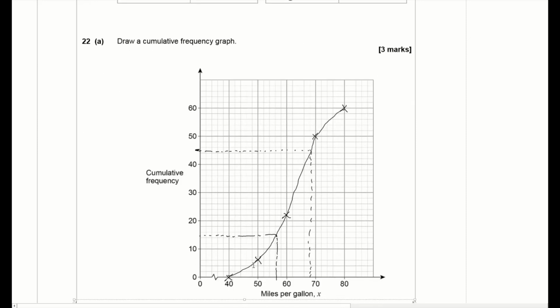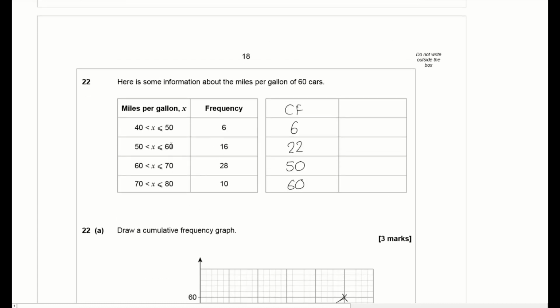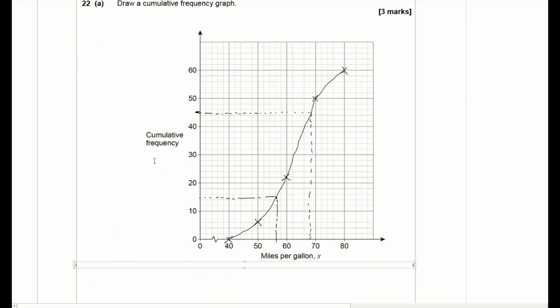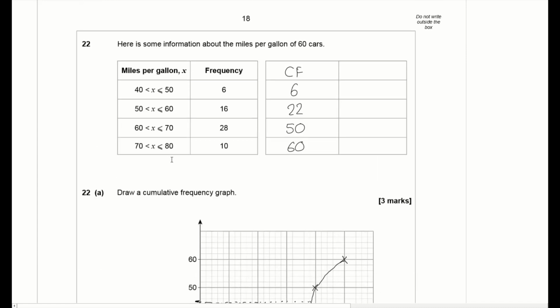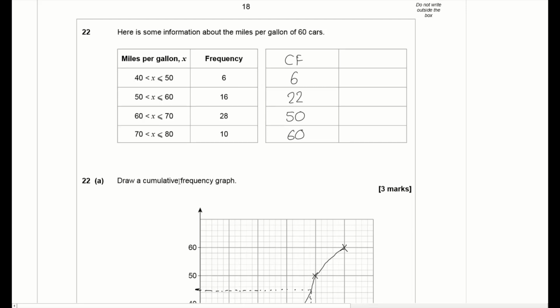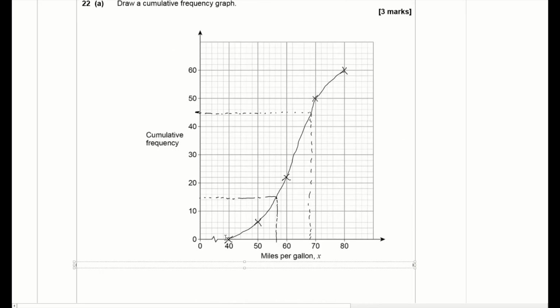You'll also note that we do know technically that no vehicle uses or consumes less than 40 miles per gallon. So that's why there's a cross here. Now sometimes in mark schemes this is optional. You can draw that there or you might not do. I would probably draw that there because we do know technically based on our data that no car did consume less than 40 miles per gallon. So we've got that there as well.